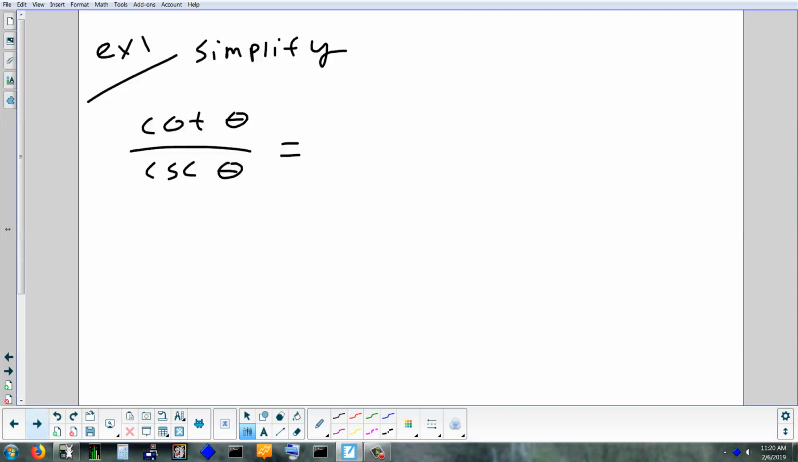Okay, so let's try this one. So we've got cotangent divided by cosecant. And the directions are to simplify. You're going to see 2 main types of problems in this section. Simplify and verify. Simplify is harder because with simplify, they just give you some stuff and they say do as much as you can until you think you're done.